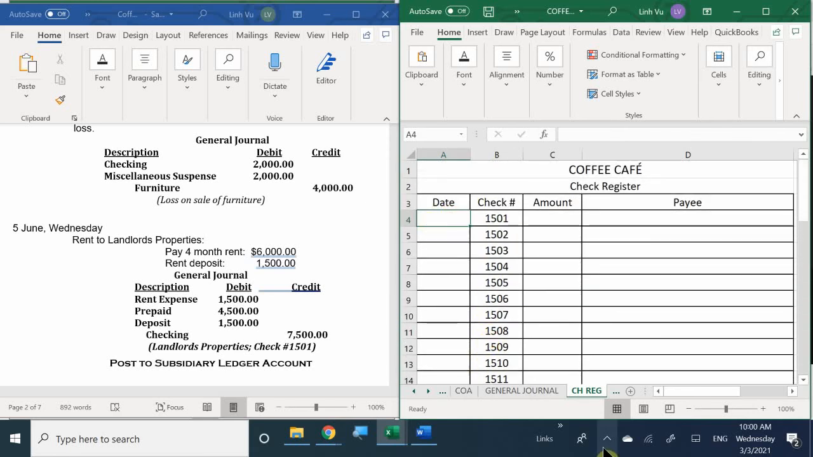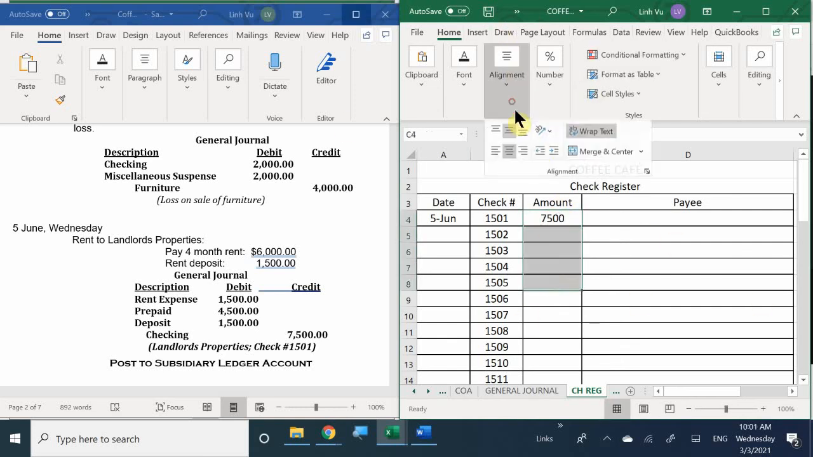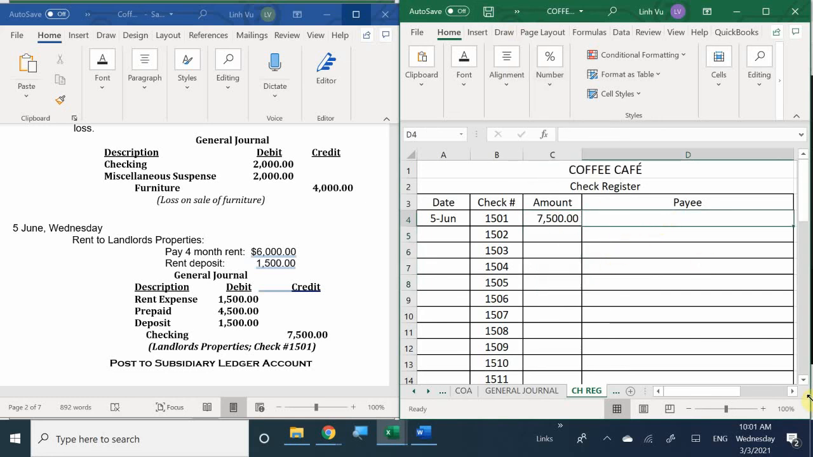Okay, in this case, what was the date that I wrote this check on? The 5th. We wrote it on the 5th. For how much did we write it? 7500. I think I gotta format this to comma style. Okay, and who did I write this out to? Landlord's properties. Yes, we wrote this out to landlord's properties. Oops, sorry. Properties. Okay. Boom. Now that I wrote my check, I've updated my check register.